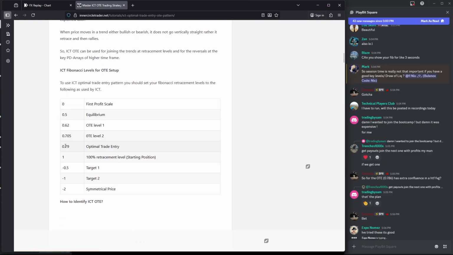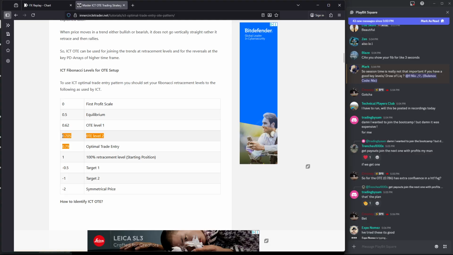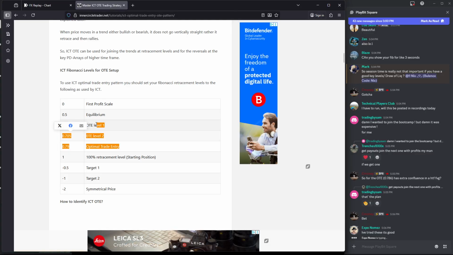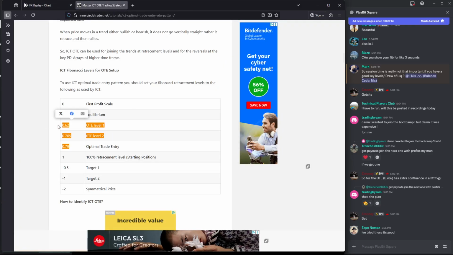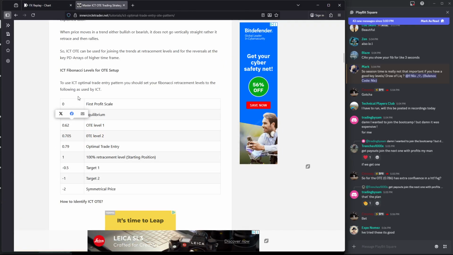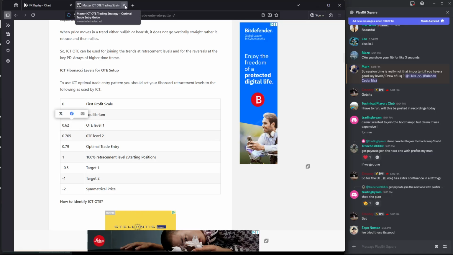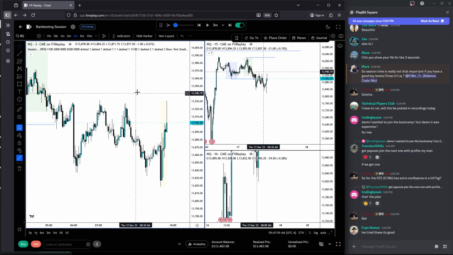Yeah, here. Basically 7.8 and 7.0. Anywhere here. So these are OT levels: 6.2, 7.05, and 7.9. So you can just eye it. It doesn't have to be precise. Anywhere in that range. So 7.8 falls between all of this. So anywhere in this range, 6.2, 7, and 7.9. And basically, that's pretty much all you need to know.